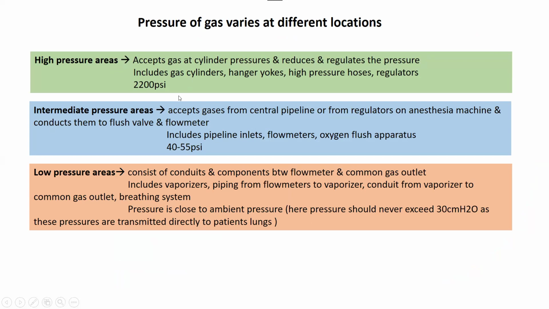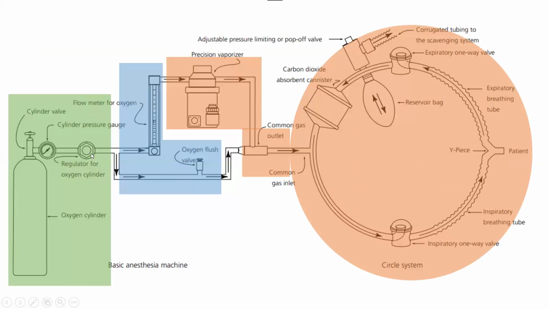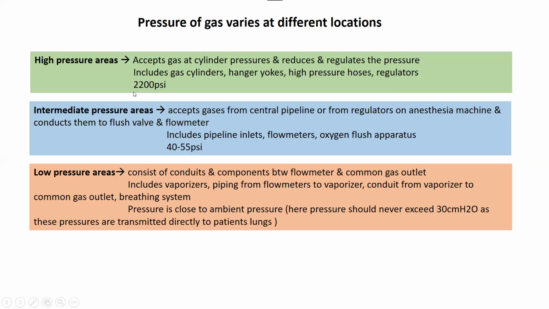So this area basically is accepting gas from the gas cylinder, and that has a very high pressure. The areas included in this are gas cylinders, hanger yokes, high pressure hoses, and regulators. So till the regulators, you have the high pressure area, and the pressure over here is 2200 psi.